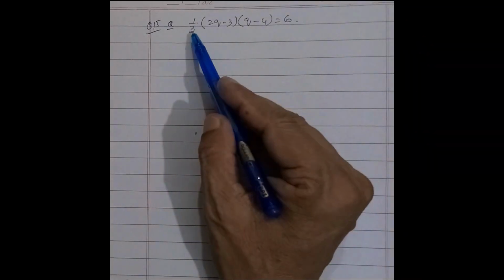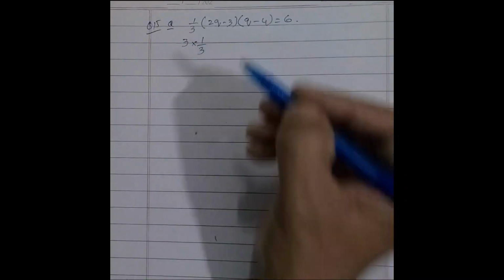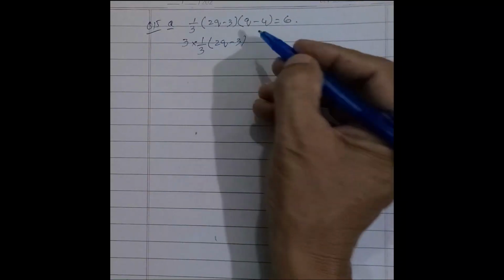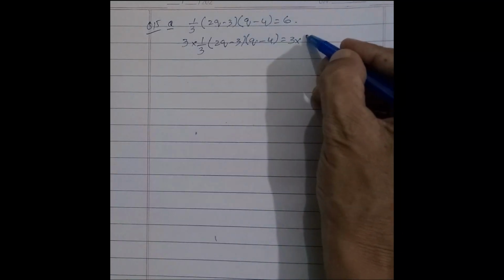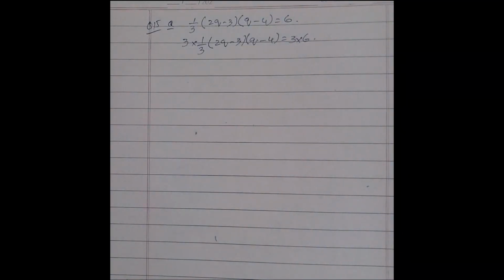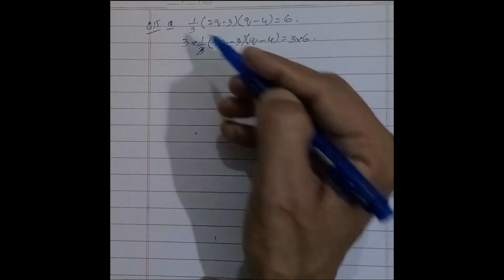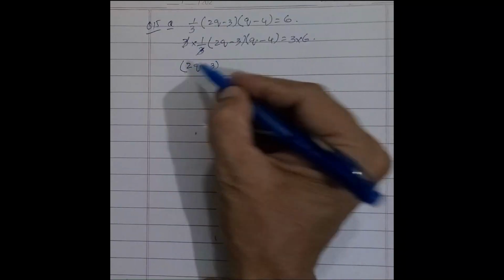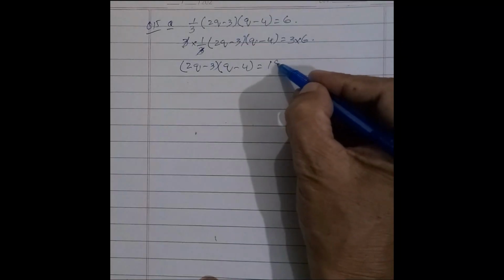For that we multiply both sides by 3. It is 3 multiplied by 1/3, and the other value is (q minus 3)(q minus 4) is equal to 3 multiplied by 6. We multiply by 3 because we remove the fraction of 1/3, they cancel each other. The remaining value is (2q minus 3)(q minus 4) is equal to 6 3s are 18.